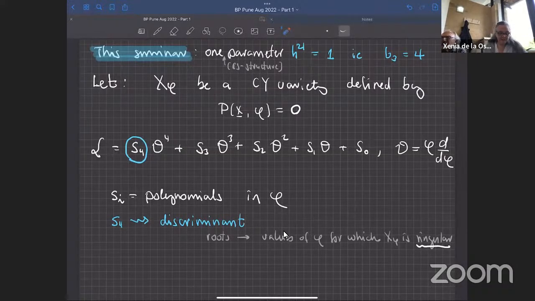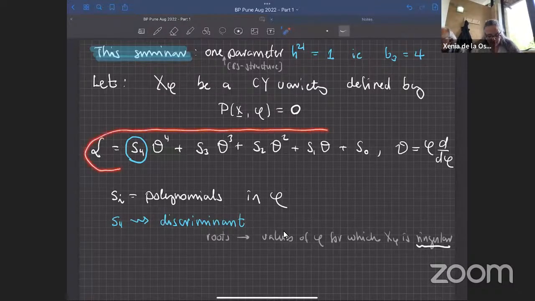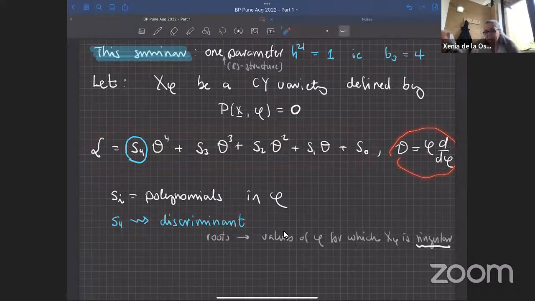And so now let's consider, we will be working with the Calabi-Yau variety X of phi. This phi is the complex structure parameter, and the variety is defined as the zeros of a polynomial in some ambient space, typically a toric variety or products of projective varieties. But in the end, the Picard-Fuchs equation is of degree 4. So it has this form, where theta here means the logarithmic derivative in phi. And the coefficients in the Picard-Fuchs equation are polynomials in phi.